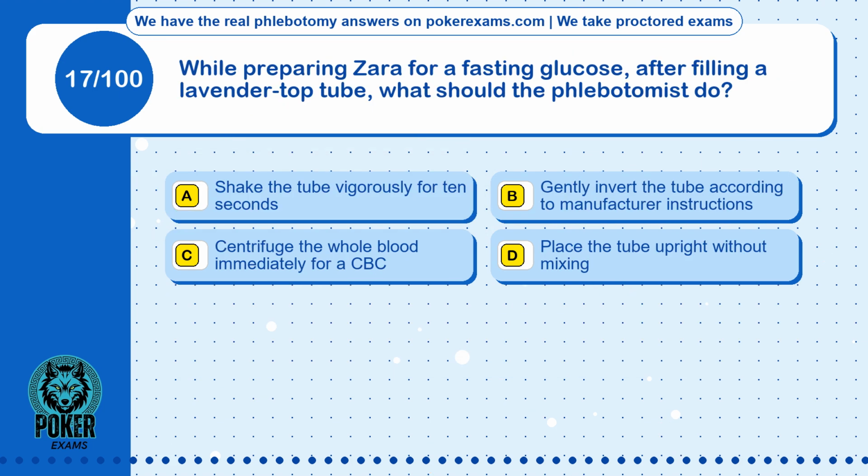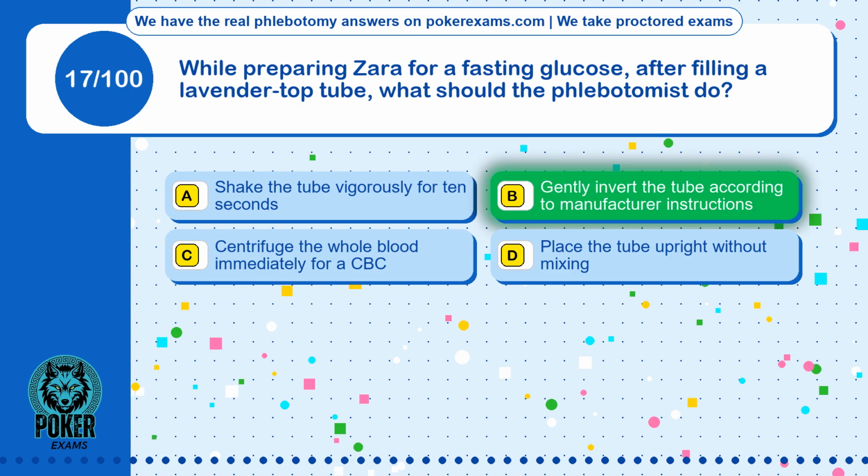Question 17. While preparing Zara for a fasting glucose, after filling a lavender top tube, what should the phlebotomist do? Option A, shake the tube vigorously for 10 seconds. Option B, gently invert the tube according to manufacturer instructions. Option C, centrifuge the whole blood immediately for a CBC. Option D, place the tube upright without mixing.